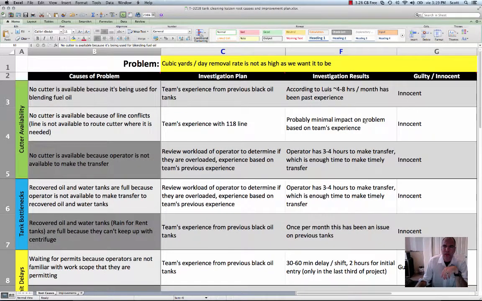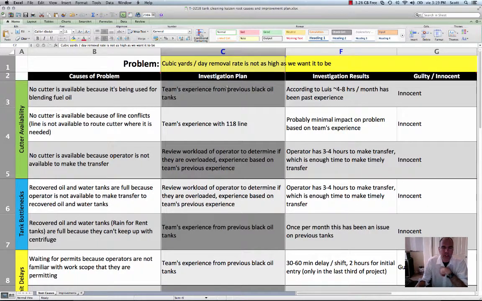Because what will happen is we'll throw solutions at these causes without investigating and making sure they're valid, legitimate causes, and it's a lot of wasted effort that will not yield any results. So this is a little difficult in a Kaizen event, and a lot of this is just going to be based on experience, but sometimes we have data to do this investigation. So what this team did was it came up with this investigation plan, which is column C here.